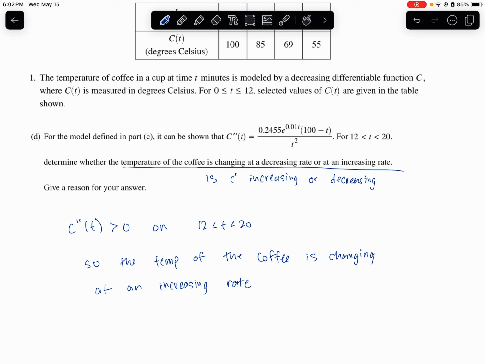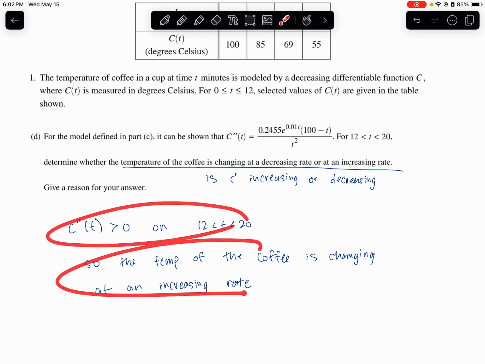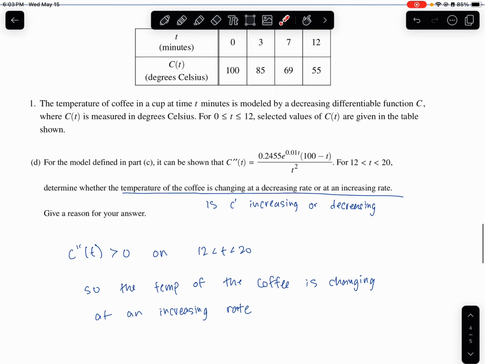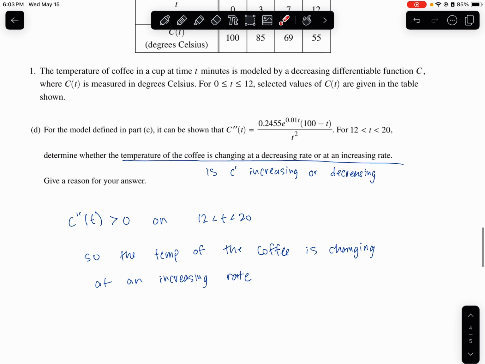Okay, there's my reason. So my reason is given here. This is my response, and I think that should be good. I guess we'll see when the scoring guidelines come out, but I think that's what they're looking for.